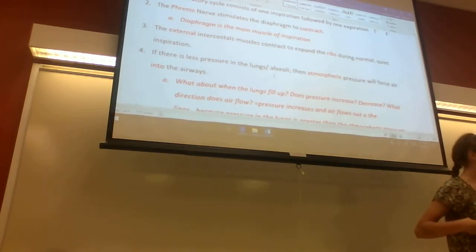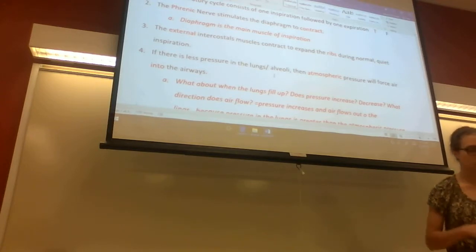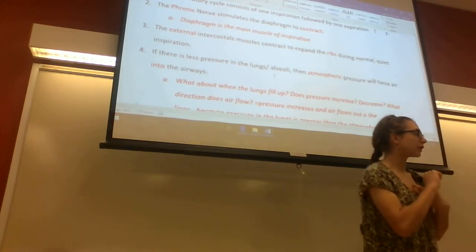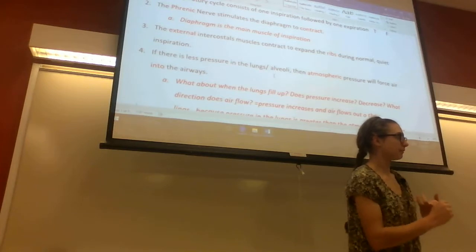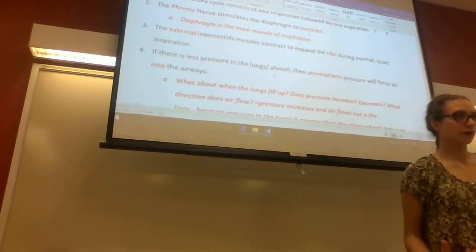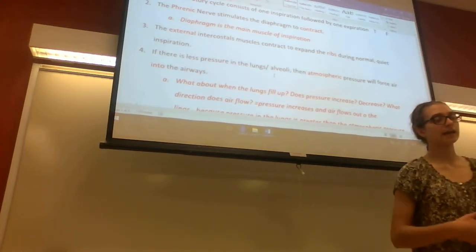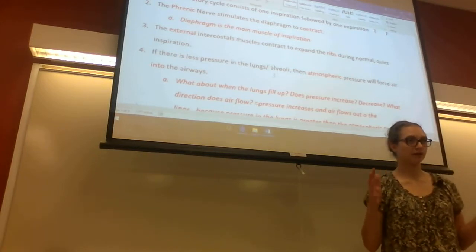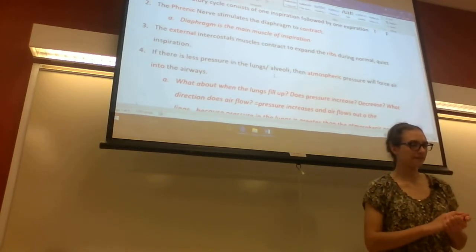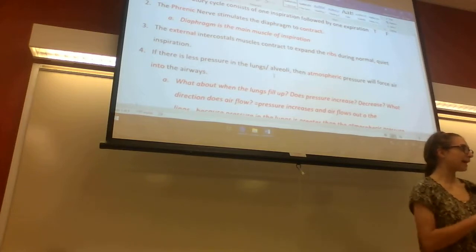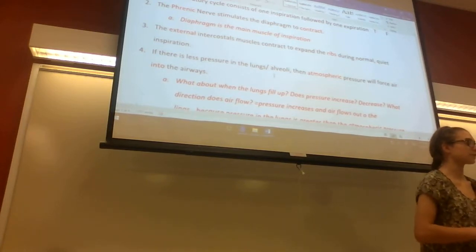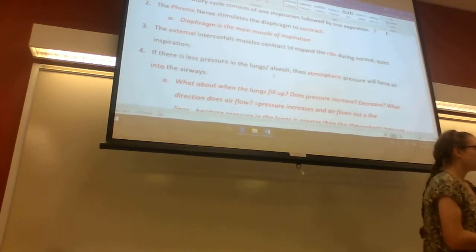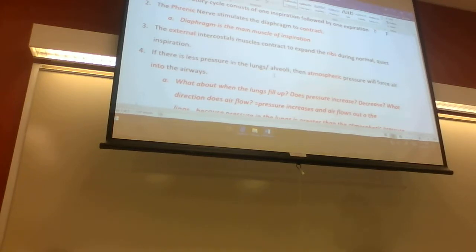Another muscle that contracts during normal, quiet inspiration are your external intercostal muscles. So intercostal means between your ribs, and external means on the outside of your ribs, if that makes sense. So diaphragm and external intercostal muscles is just with regular breathing. Does that make sense? Yeah?